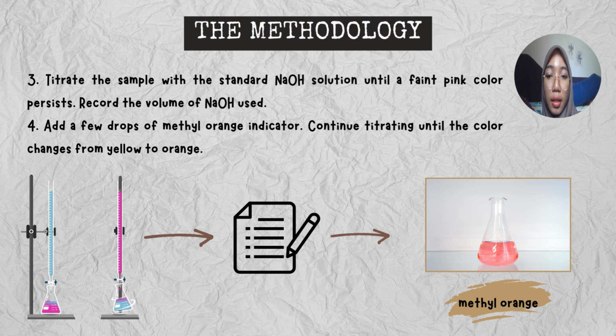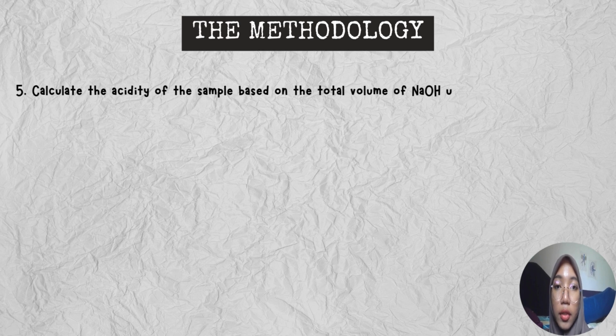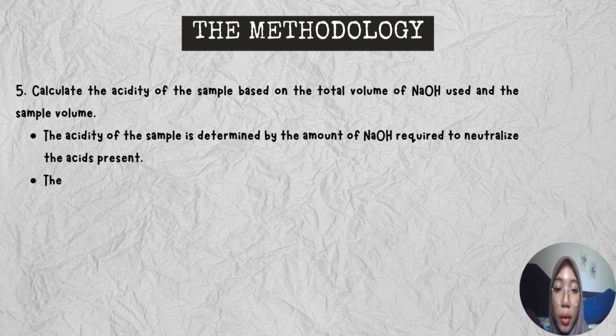The fourth is to add a few drops of methyl orange indicator. Continue titrating until the color changes from yellow to orange. The last procedure is to calculate the acidity of the sample based on the total volume of sodium hydroxide used and the sample volume. The conclusion from this experiment is the acidity of the sample is determined by the amount of sodium hydroxide required to neutralize the acids present.